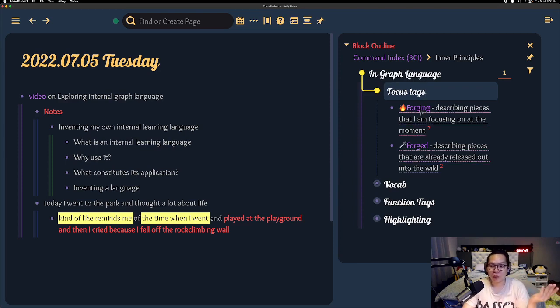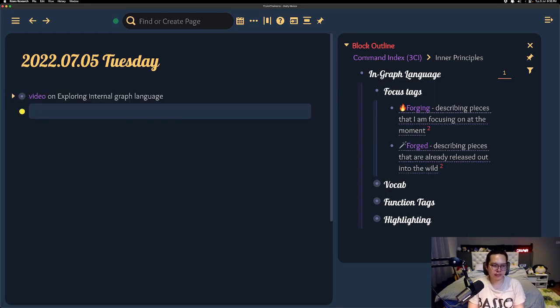So this is a form of language. I'm borrowing the words forging and forged, the dictionary definition of it, and applying it anywhere, so that the next time I'm thinking to myself, okay, writing a blog post about the way the world works.